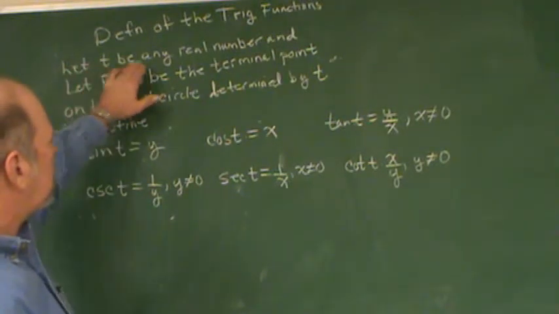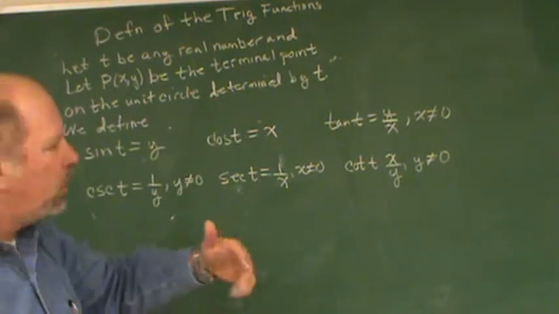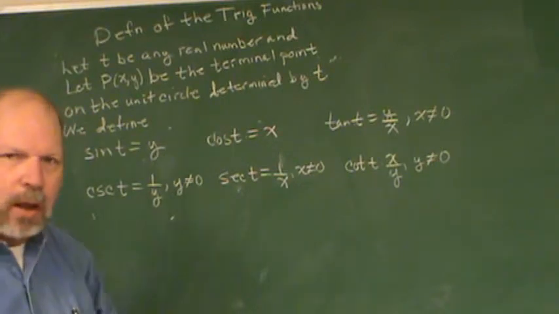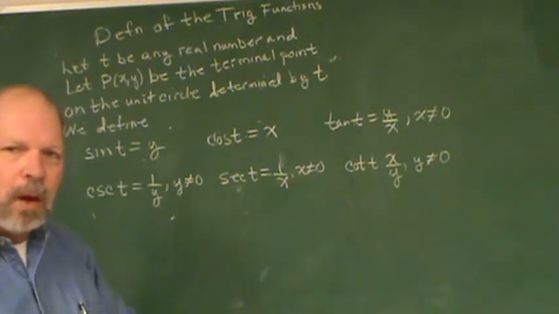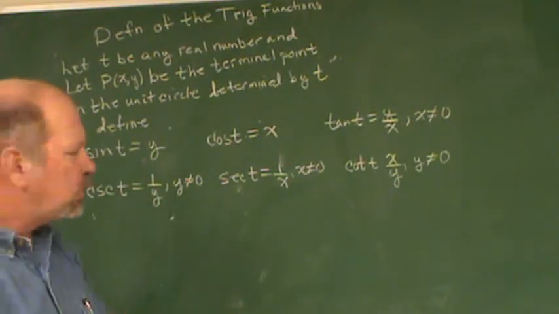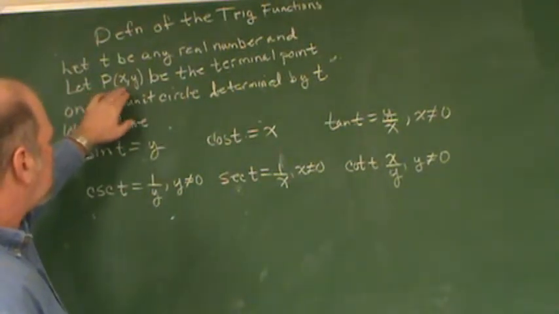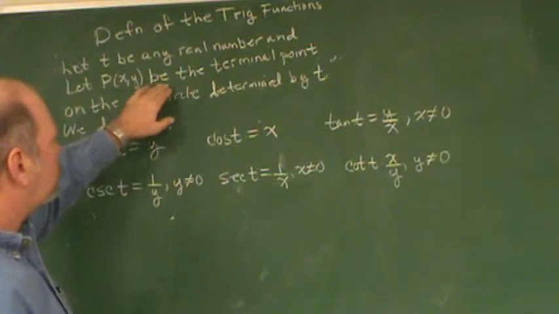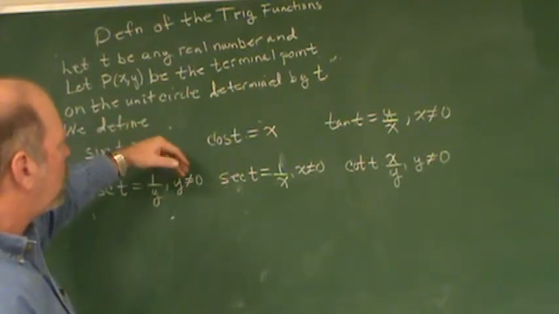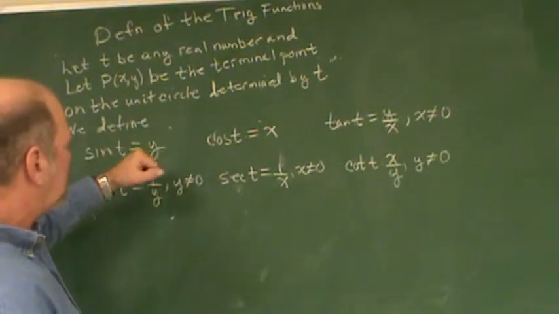First, let t be any real number. So t is any real number because a circle can have any length. You can go around it, positive, negative, go around as many times as you need to get to t. Let P, the point P, be (x, y), the terminal point on the unit circle determined by t.